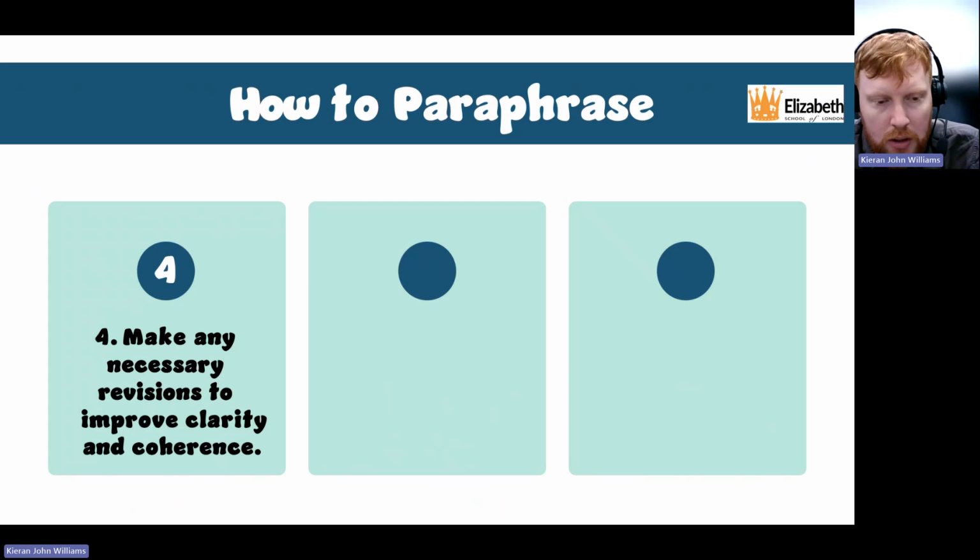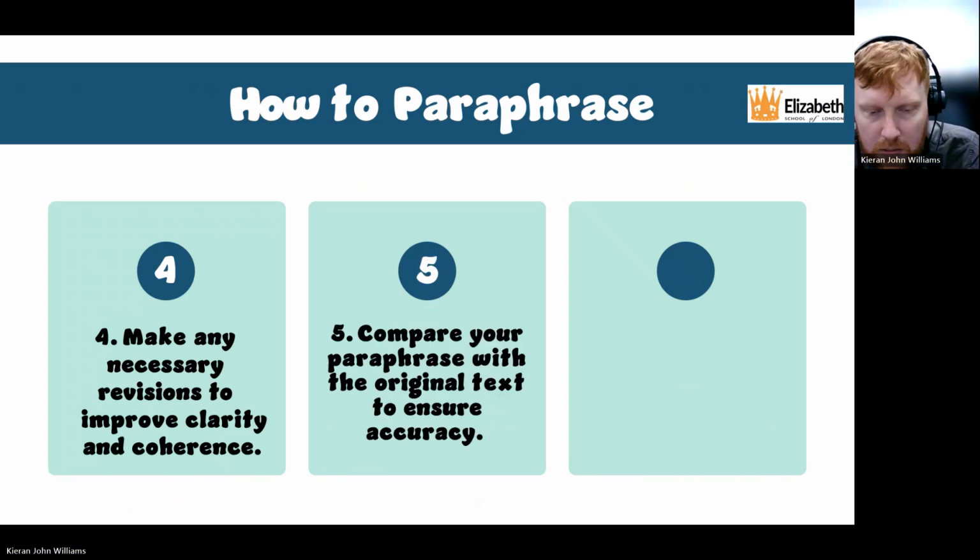Okay. All right. So when you are comparing it to the original, make sure you do a little bit of editing. Make sure that it is still clear and still coherent. Okay. And then compare it with the original text again to see if it is accurate.